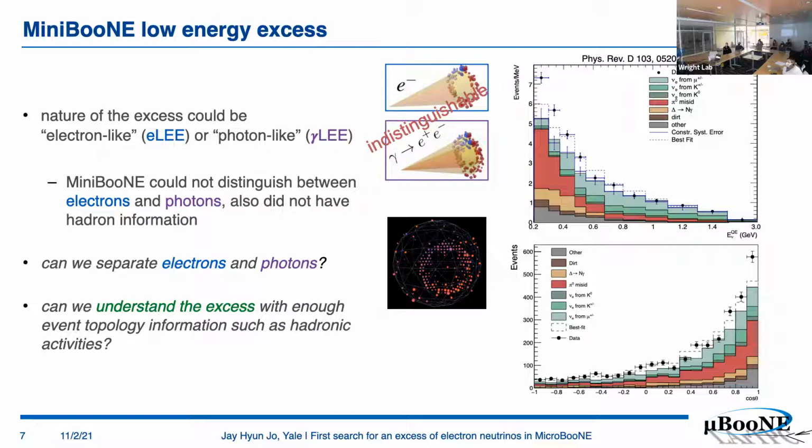So the question for the future experiments, or the next experiments, to probe this excess is that they should be able to separate the electrons from the photons with new techniques or new detectors.